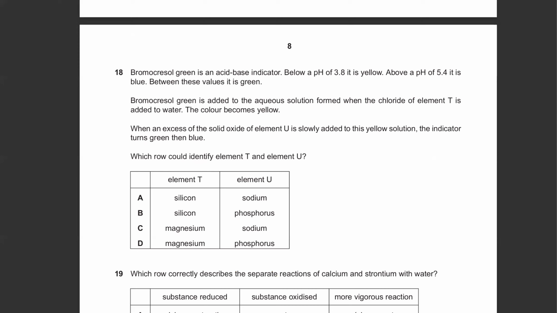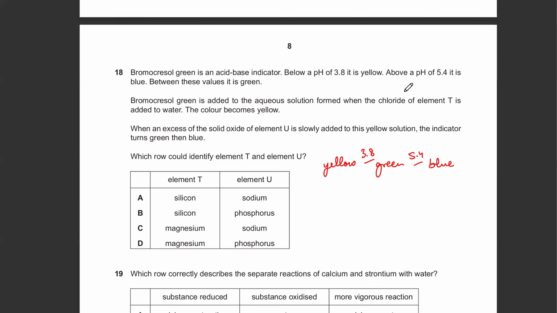As the next one, there's an acid-base indicator. Below a pH of 3.8, it's yellow. Above a pH of 5.4, it's blue. Between these values, it is green. How is it changing? It's changing from yellow. Between the values, it's green. And above it, it's blue. Above what? I think 5.4. Below 3.8.